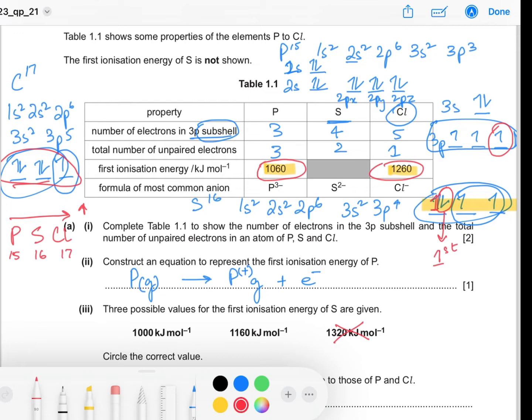There is a repulsion between two electrons in the same orbital, which will reduce the energy that's required to remove this electron. However, when you remove the first electron from a 3p orbital in phosphorus, it's not paired up, so it won't have the same spin pair repulsion, which is why phosphorus has a higher ionization energy than sulfur. So the ionization energy of sulfur must be less than 1060, which is why it's going to be 1000 kilojoule per mole.